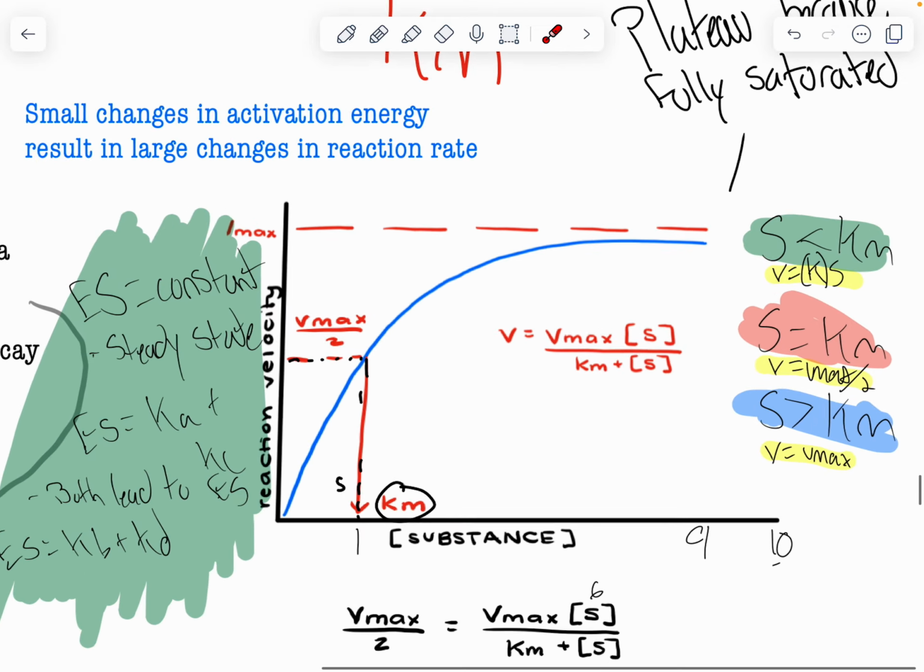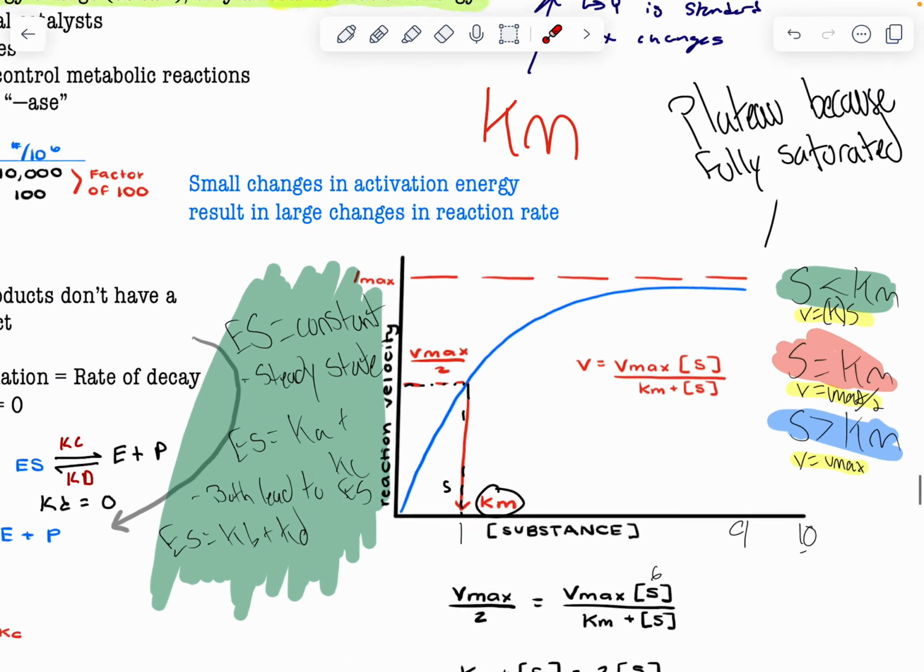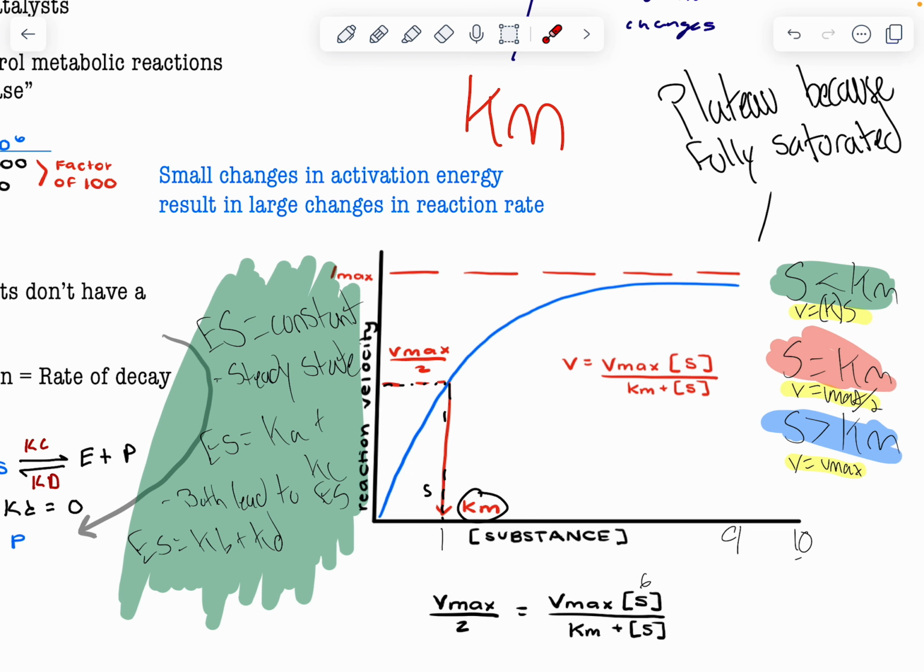All right, moving on. So now we're going to be talking about reaction velocities. Reaction velocities are basically how quickly a reaction occurs when the substrate binds to that enzyme. And there's three different phases we have to know.